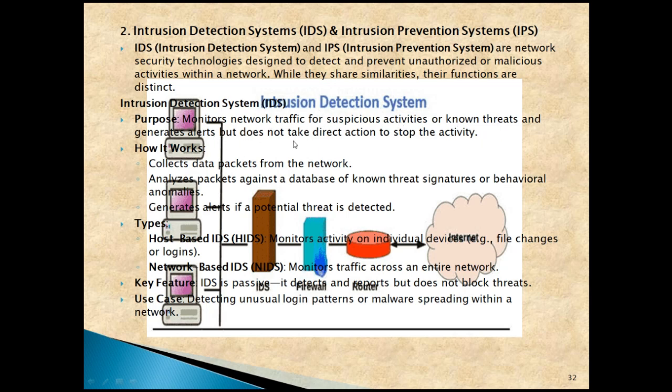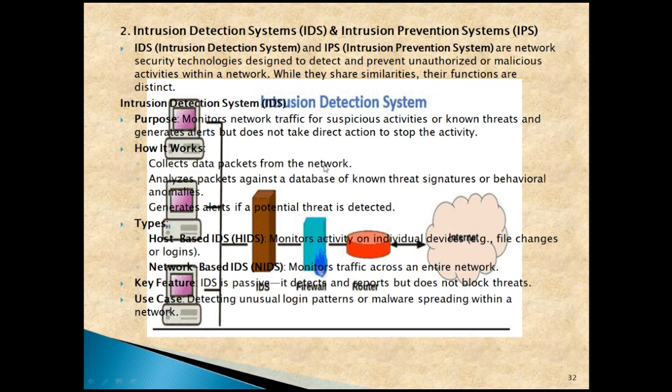Once the intrusion detection system notices any illegal or strange traffic coming from a particular source, it flags it and informs the network security expert. So the network security or cybersecurity expert is the one who's going to take action. So how does it work? It collects data packets from the network and analyzes the packets against a database of known threat signatures. There are known threat signatures of what has happened before, and it flags them.